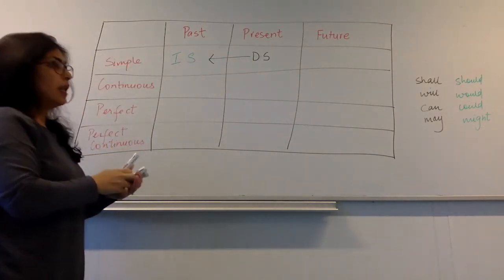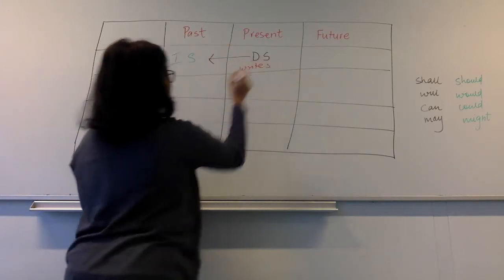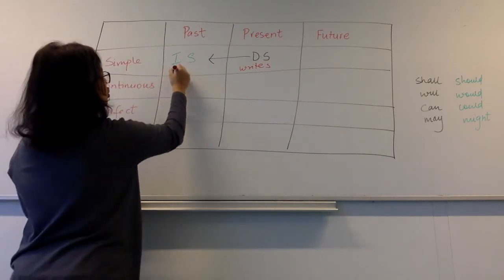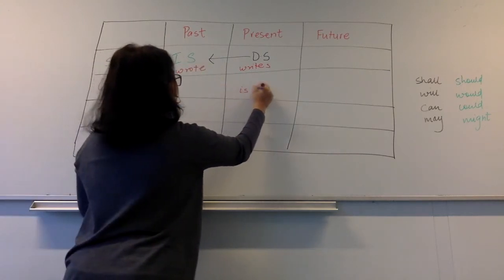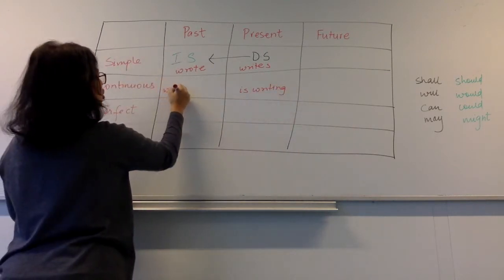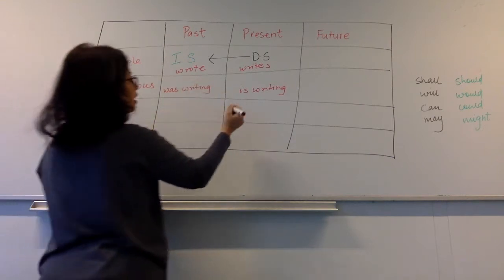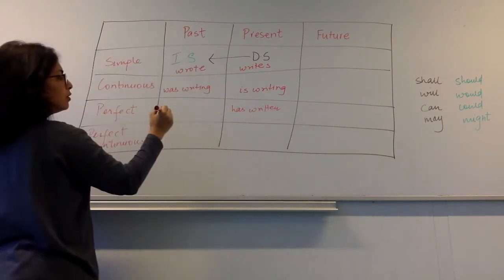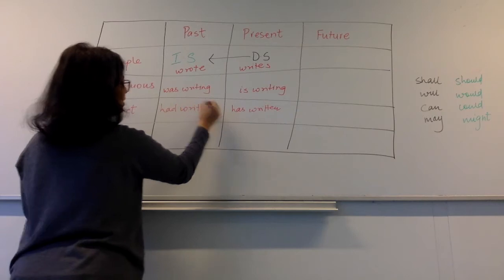So if we say, she writes a letter, then in the indirect speech, it will be, she wrote a letter. If it is, she is writing a letter right now, in direct speech, Maya said that she was writing a letter then. Similarly, if it is, she has written a letter, Jaya said that he had written a letter.